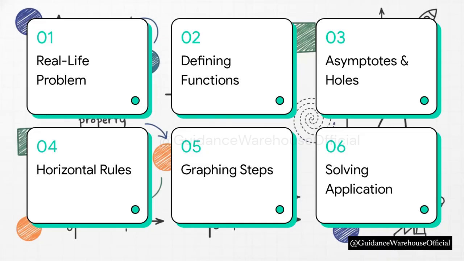By the end of this explainer, you are going to understand the mathematical concept of rational functions, the exact step-by-step formulas to map their invisible boundaries, and how to apply these rules to solve our sugar tank mystery. We'll be moving through the real-life rational problem, defining rational functions, vertical asymptotes and holes, the 3 horizontal rules, graphing step-by-step, and finally, solving the real-world application.